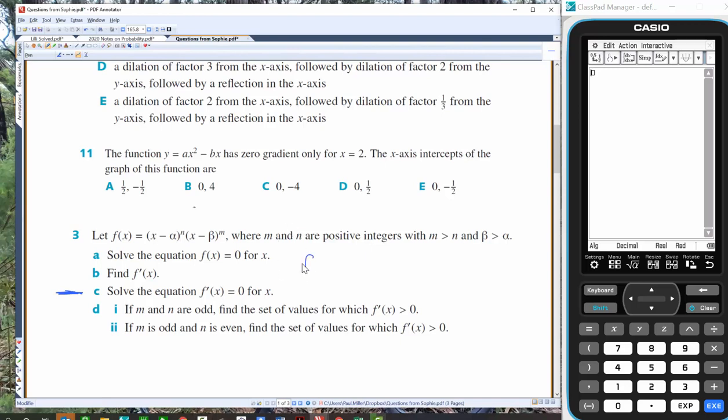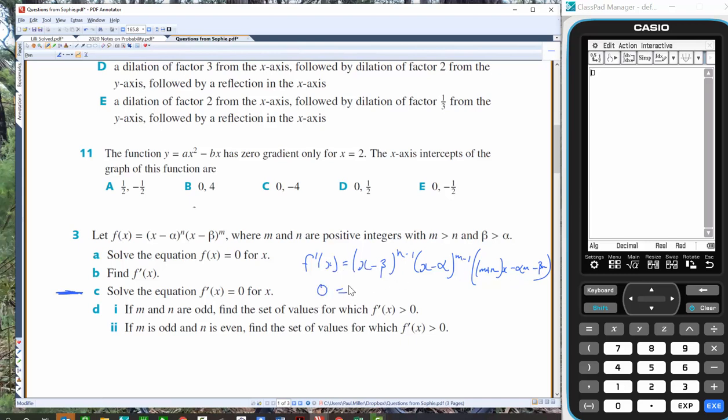So I've got the derivative: f'(x) equals (x − β)^(n−1) (x − α)^(m−1), all multiplied by (m + n)x − (αm + βn). Open, open, close, close.